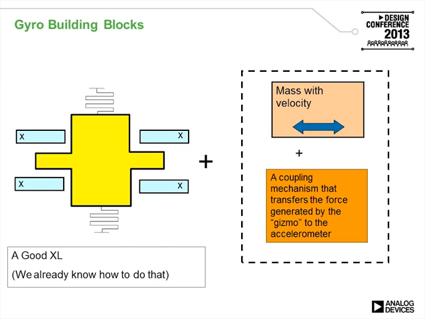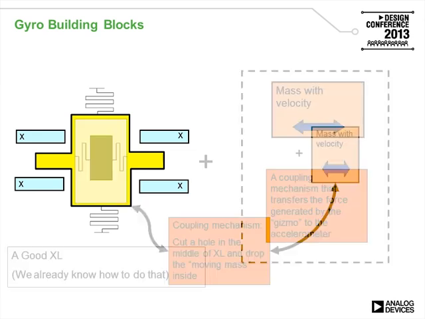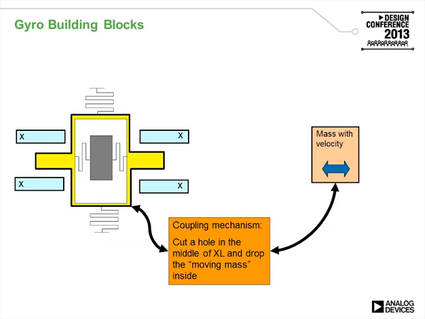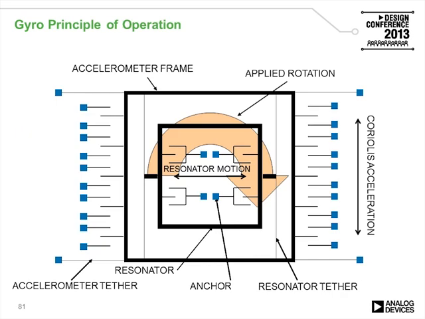Now we need a coupling mechanism to transfer that force into the accelerometer. Well, how do we do that? Basically, in the most simple terms, we cut a hole in the accelerometer and stick the oscillating mass in there. And that's, to a very first order, a very superficial description of how we make our gyroscopes.